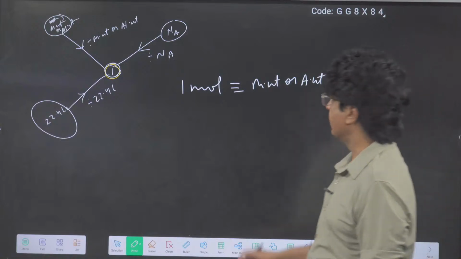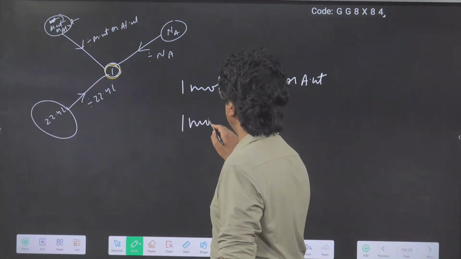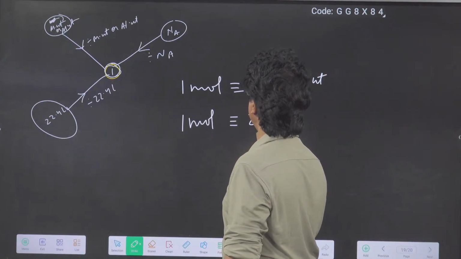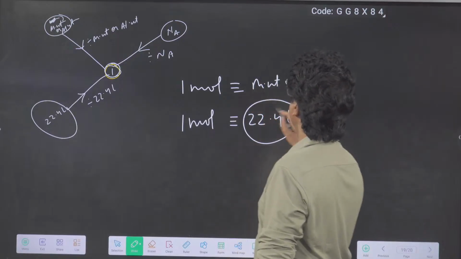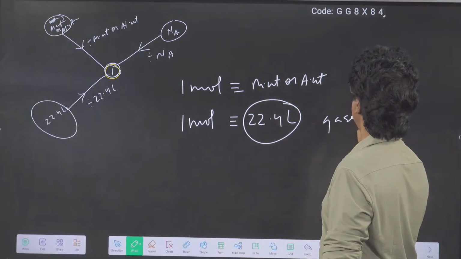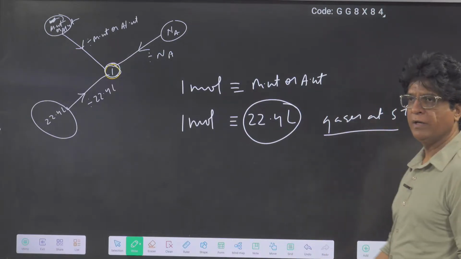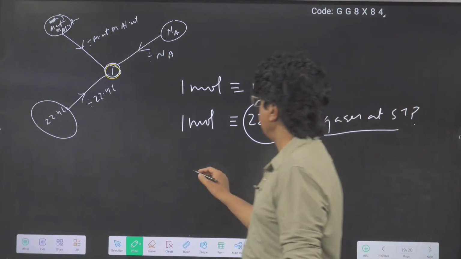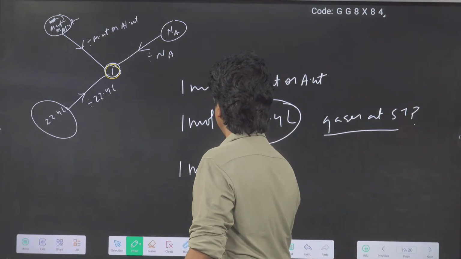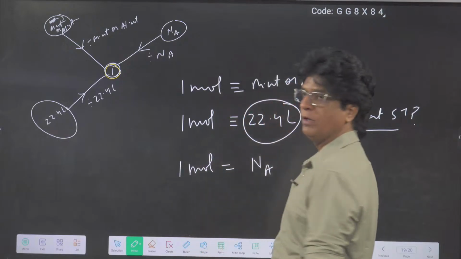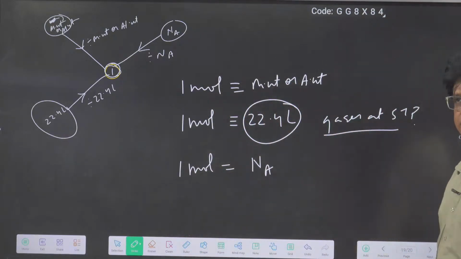Will you agree if I say that 1 mole is equivalent to 22.4 liter for gases at STP? And 1 mole is equal to Avogadro number of molecules, will you agree? Right. Good.